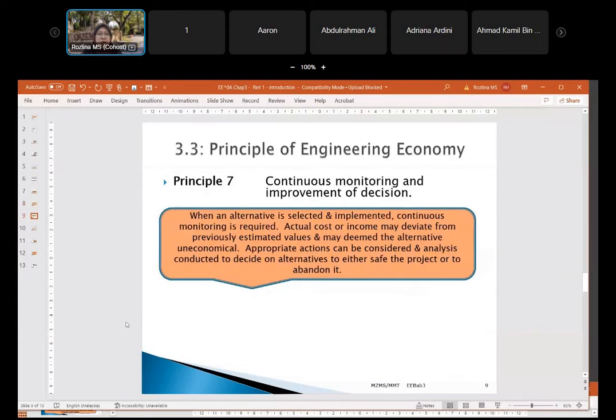Okay, principle 7, continuous monitoring improves decisions. When an alternative is selected and implemented, continuous monitoring is required. Actual cost or income may deviate from previously estimated values and may deem the alternative uneconomical. Appropriate actions can be considered and analysis conducted to decide on an alternative to either save the project or to abandon it.